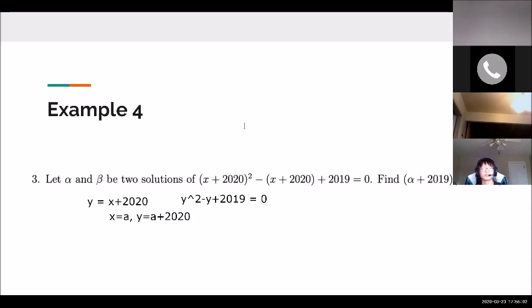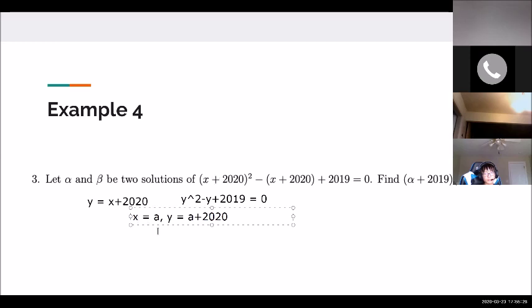Sorry, let me repeat myself. I think I said something wrong by accident. Let's say x is equal to A, right? Then y is equal to A plus 2020. So this A plus 2020 is a solution of y squared minus y plus 2019 equals 0, because y is equal to A plus 2020. However, it's not a solution of the original equation, because x is not equal to A plus 2020.